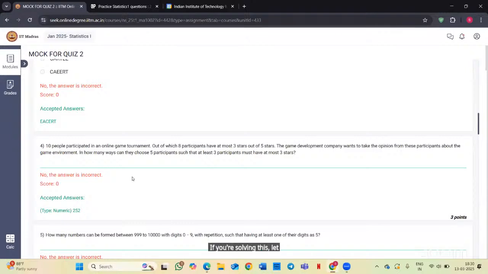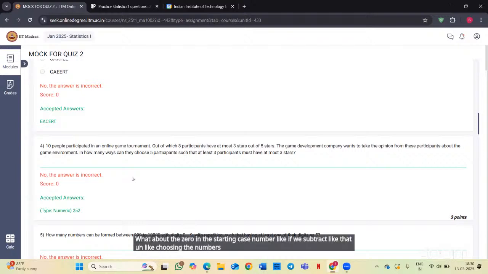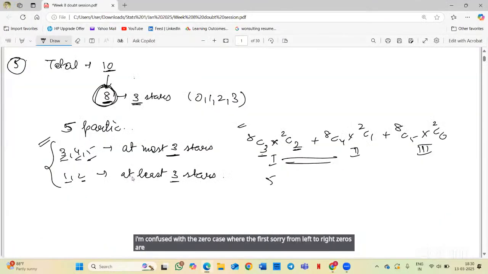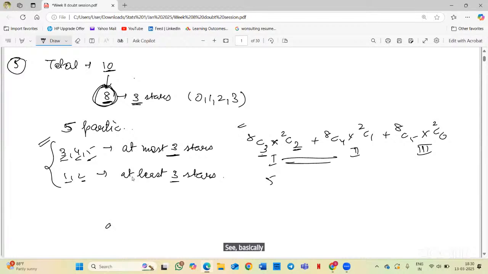I can wait. What about the 0 in the starting case, ma'am? If we subtract like that, choosing the numbers without 5 and then subtracting, I'm confused with the 0 case where, from left to right, zeros are included. See, basically, the numbers should be between 999 and 10,000, correct? So basically, the number should be from 1000 to 9999, right?